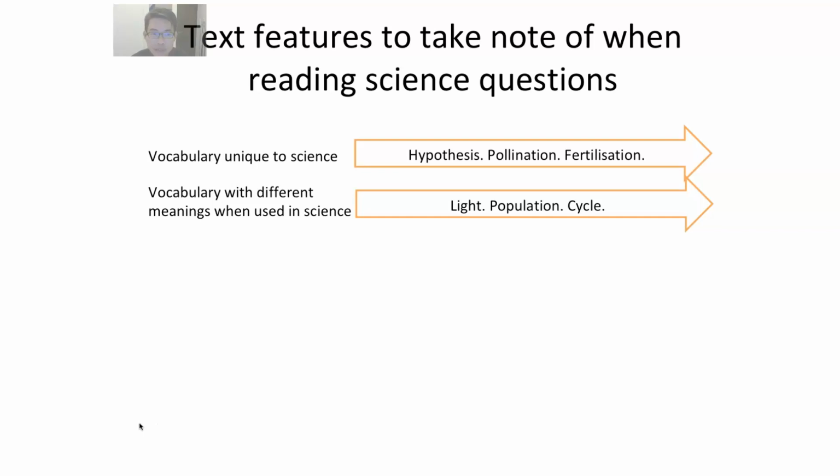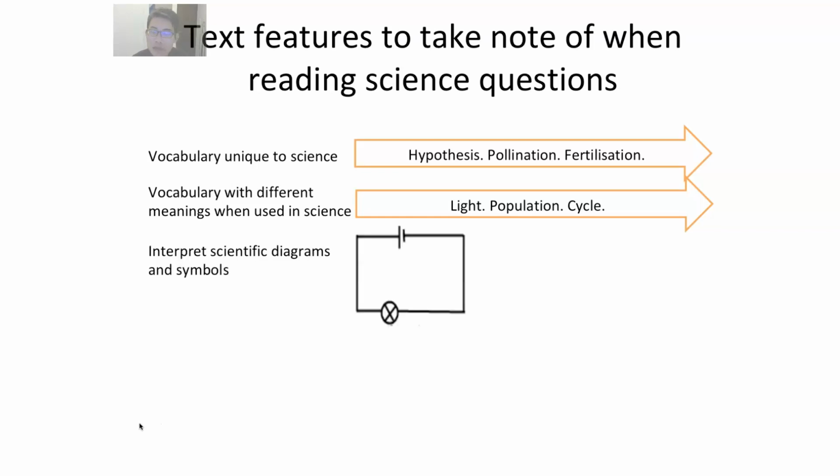Like population in day-to-day use could mean the number of people in a country, but population used in science at P6 will refer to the number of living things present in a particular habitat. And cycle, when you use cycle, typically you're talking about riding a bicycle. I'm going to cycle to school. But in science, cycle refers to repeated patterns of change that allows you to make predictions.